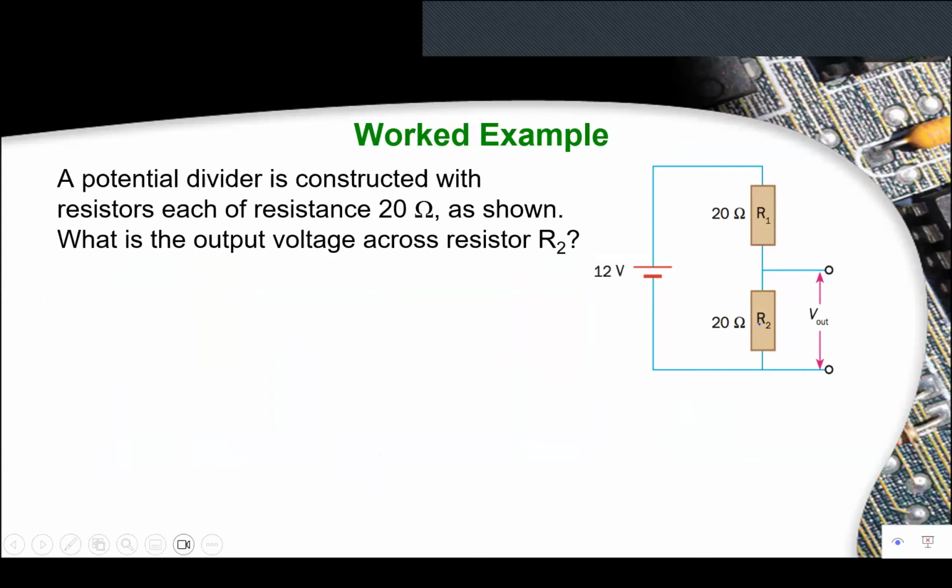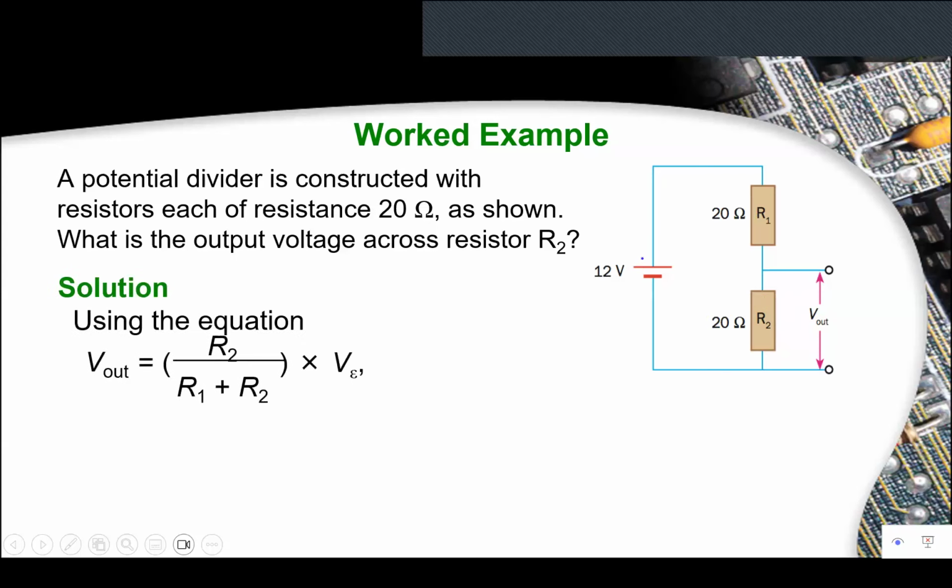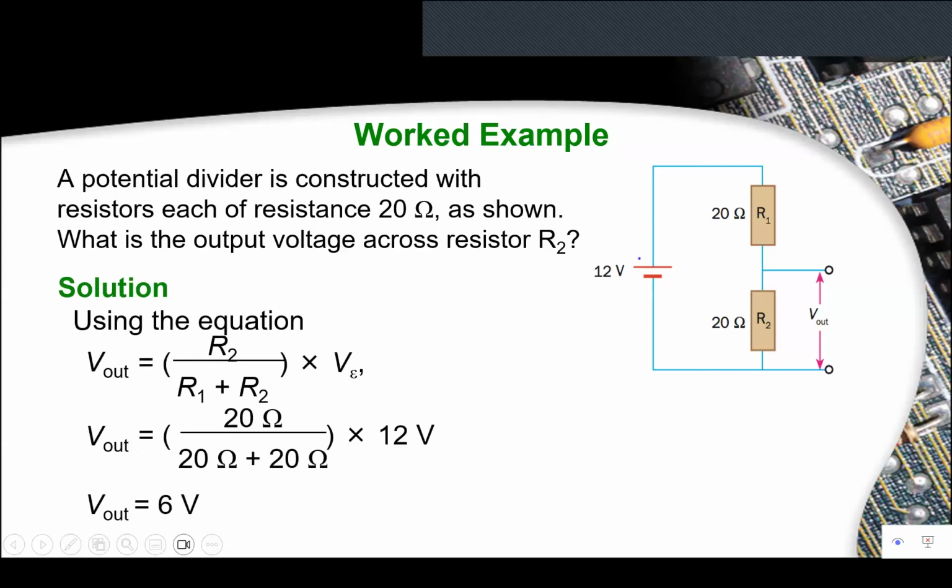This is very straightforward because the two resistors are of equal values. So the voltage will be split equally, 6 volts over here. But if we were to use the formula for potential divider, okay, so I want to get V out, so I need to use resistance 2, which is 20 over the total, which is 40, 20 over 40 times the original value 12. Okay, so I get 20 over 40 times 12, I also get 6 volts.